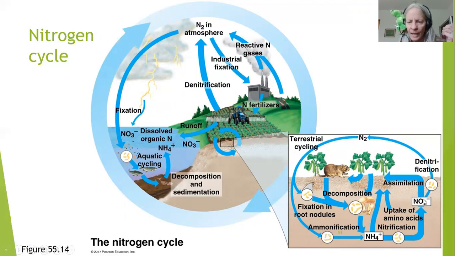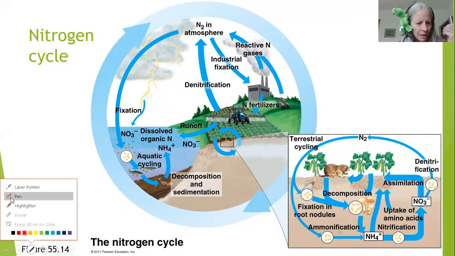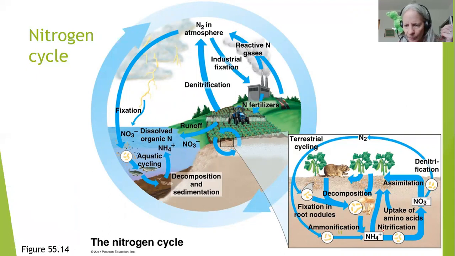And then plants, you will remember, can either absorb ammonium ions or plants can absorb nitrate ions. And really this arrow here that says uptake of amino acids, I don't know what that's about because plants do not take amino acids out of the soil. So I really think that we should just cross that out. So I'm gonna cross this out.